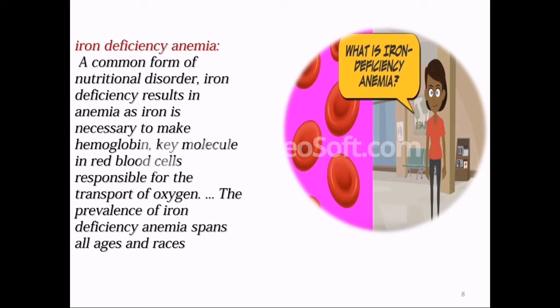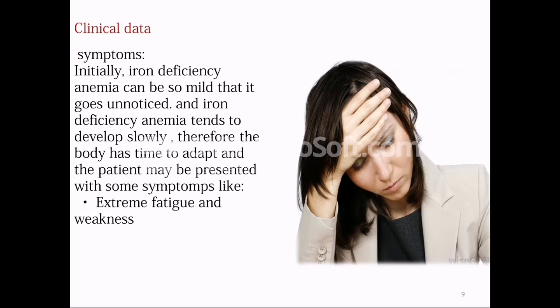Now, what is iron deficiency anemia? It's a common form of nutritional disorder. Iron deficiency results in anemia, as iron is necessary to make heme molecules in red blood cells, which are responsible for transport of oxygen. The prevalence of iron deficiency anemia spans all ages and races. Now my colleague Reem will continue.